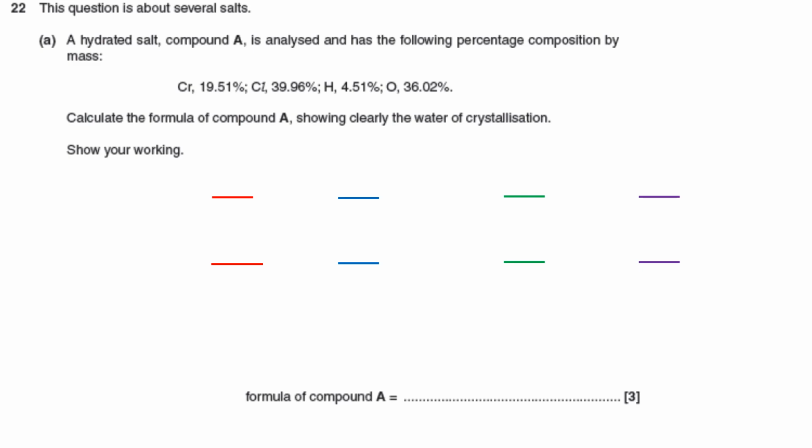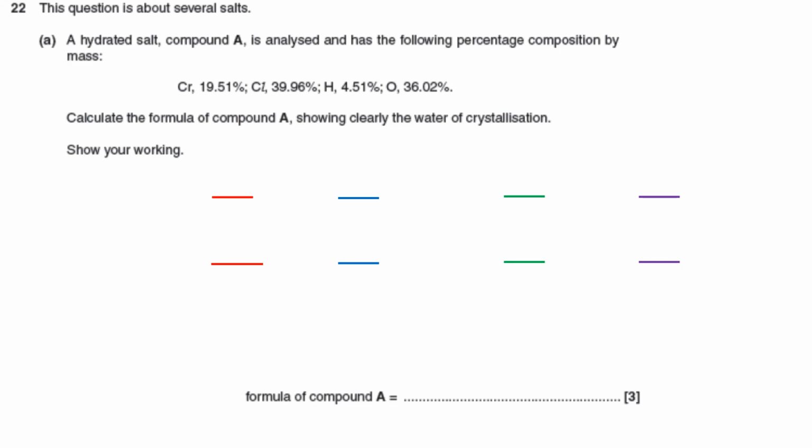Okay, one more example. So read through this question, pause the narration, see how far you can get. Okay, so a hydrated salt, compound A, is analysed and has the following percentage composition by mass. Chromium 19.51%, chlorine 39.96%, hydrogen 4.51% and oxygen 36.02%. Calculate the formula of compound A, showing clearly the water of crystallization.